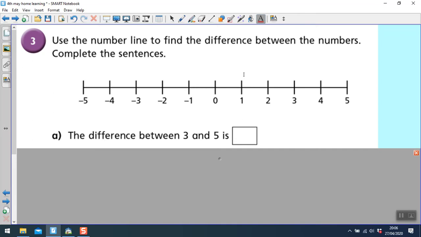What's the difference between 1 and 4? How many jumps? 1, 2, 3. The difference between 1 and 4 is 3. 1 add 3 equals 4.